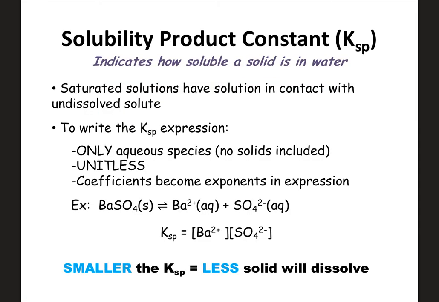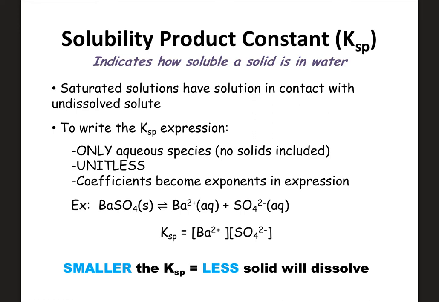Now we're going to look at this idea of Ksp, or the solubility product constant. This is a little bit of information relating to equilibrium, so we will talk about this more when we get to equilibrium. But basically, Ksp is just telling you how soluble a solid is in water. We know that when a solution is saturated, there's this equilibrium established. We saw that on the slide explaining saturated solutions on a molecular level. So basically, you have some solution still in contact with this undissolved solute.